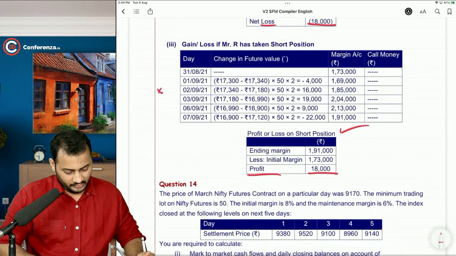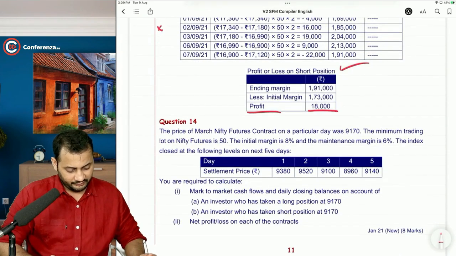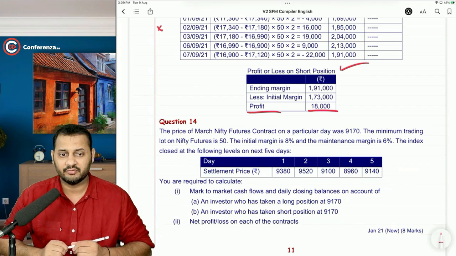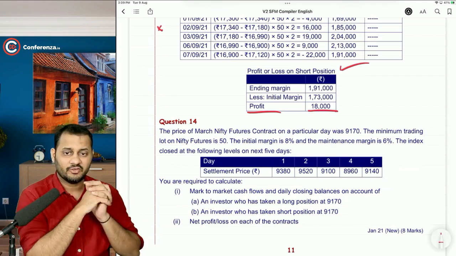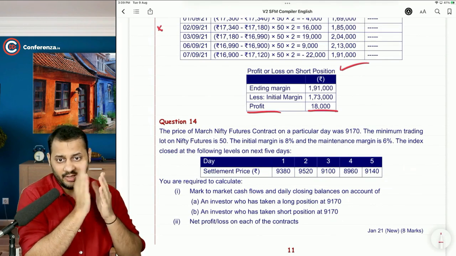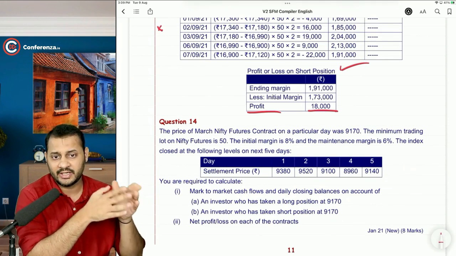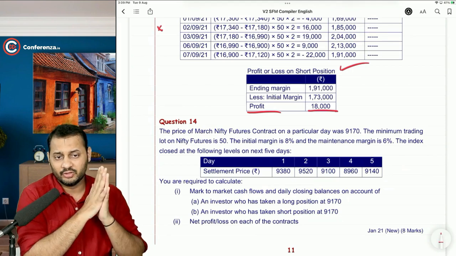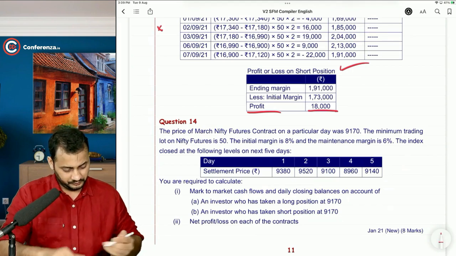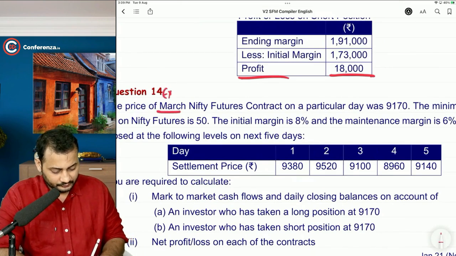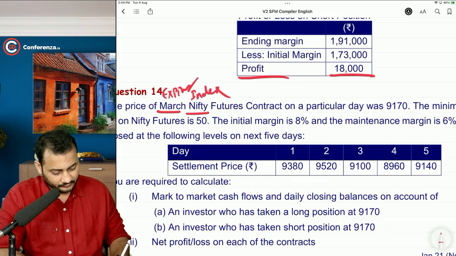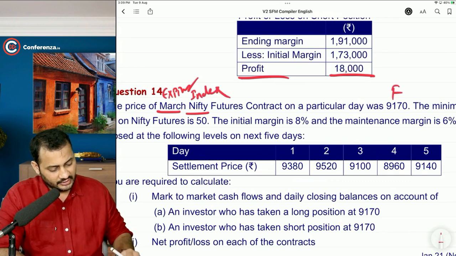Same. Okay, with this we finish this question and we are going to shift to the next question, that is question number 14, asked in January 21, new syllabus. Have a look. The price of March Nifty futures contract on a particular day was 9170. So this is going to be the expiry. This is going to be index future. And the price is 9170.